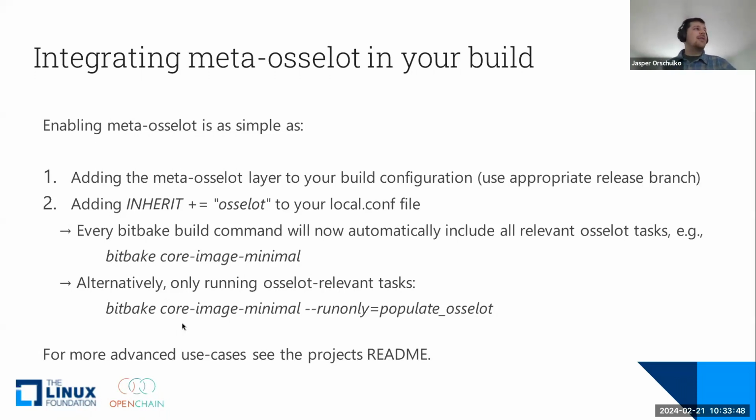Then you inherit the Ocelot task in your local.conf file or your distro conf file, and that will basically cause every bitbake command to run all relevant Ocelot tasks. So, for example, if you run bitbake core-image-minimal, it will build the image, but it will also do these Ocelot tasks. Alternatively, if you're only interested in the output of Ocelot, you can also use the runonly flag, which will then skip all the other build steps, and it will only run the tasks that are necessary to actually come to the Ocelot output.